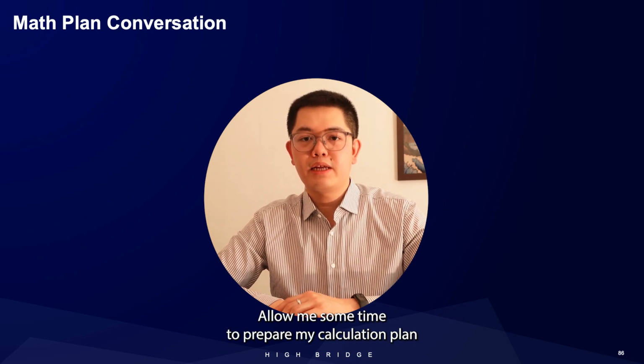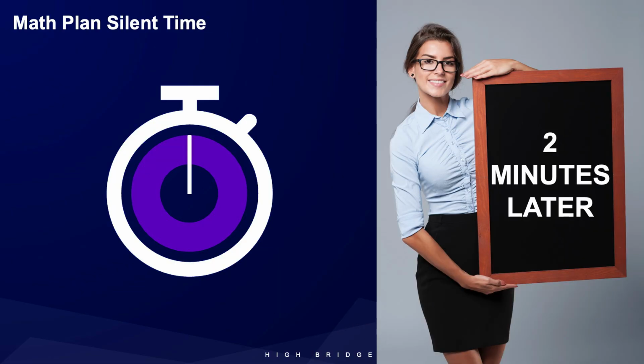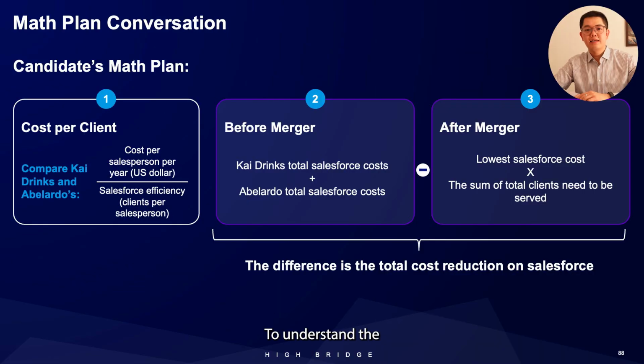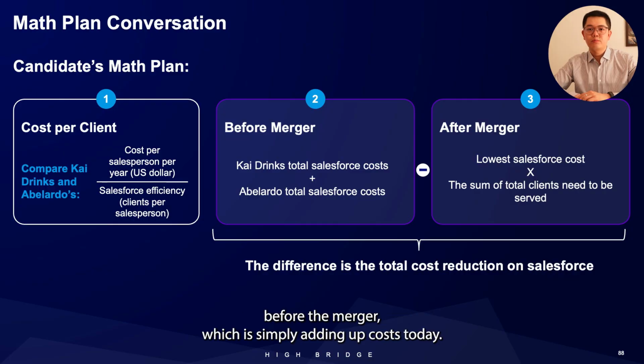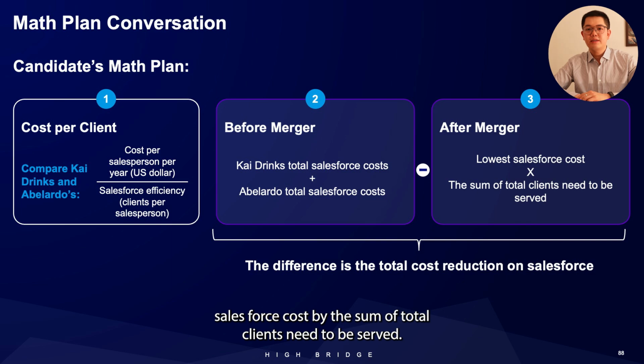Allow me some time to prepare my calculation plan. To understand the potential cost reduction on Salesforce for Kai Drinks, I want to calculate and compare two scenarios. First, I need to know the current costs of Salesforce from both companies, so we can pick the lowest one. I will calculate the total Salesforce costs before the merger, which is simply adding up costs today. Then I will calculate the total Salesforce costs after the merger, by multiplying the lowest Salesforce cost by the sum of total clients need to be served. The difference between those two numbers is the total cost reduction on Salesforce.